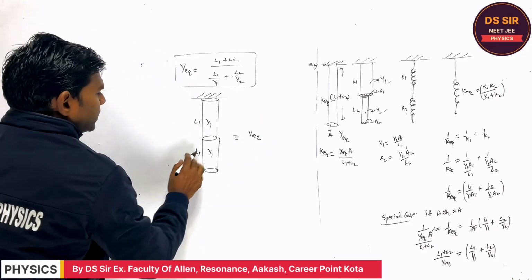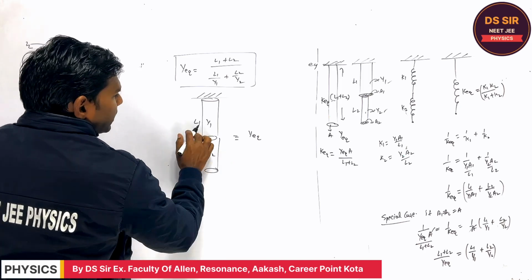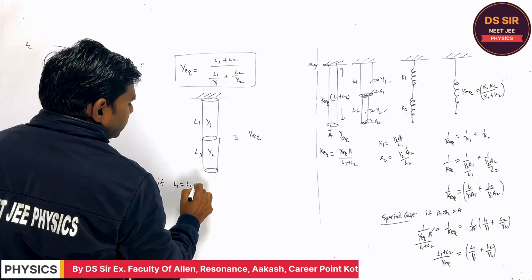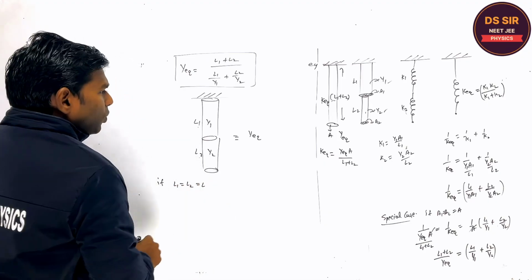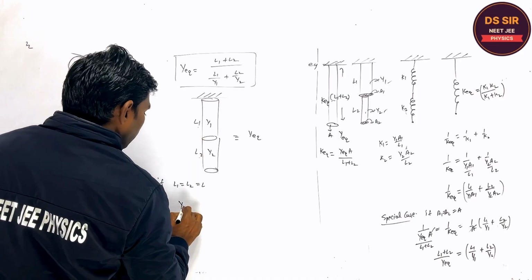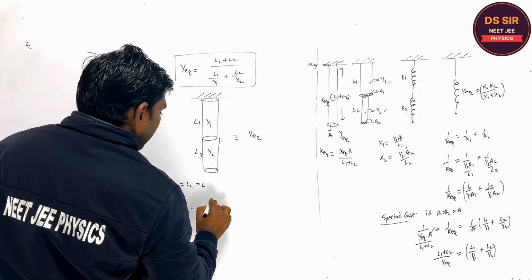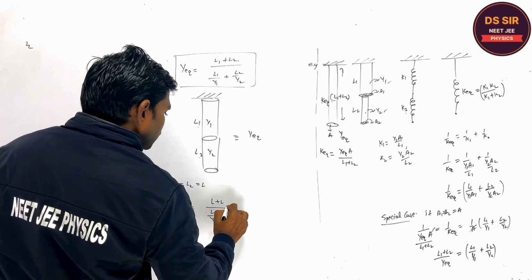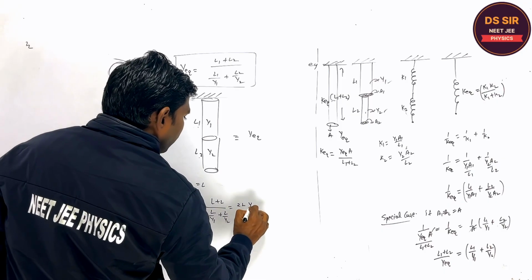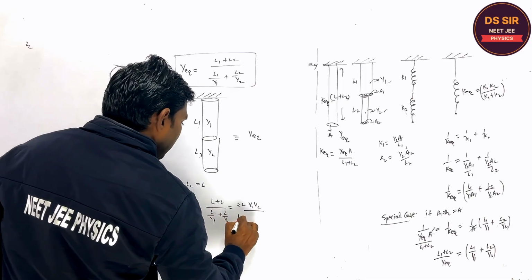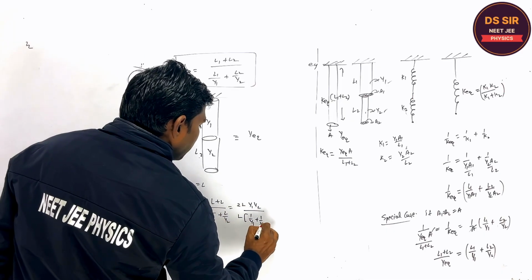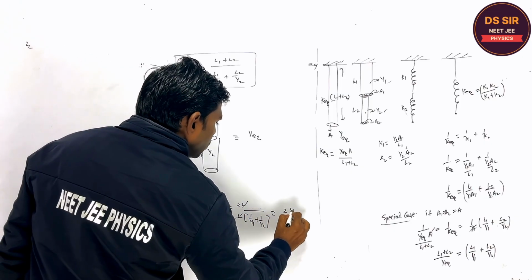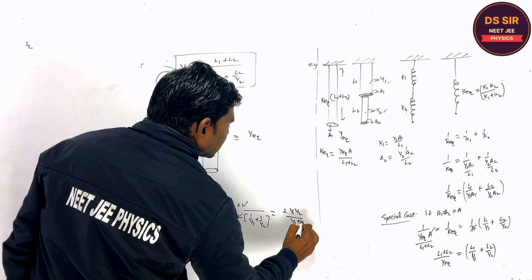Also the special case: if L1 and L2 are equal, then what is the Young's modulus? The equivalent Young's modulus is L plus L upon Y1, L upon Y2. So it is equal to 2L over, and when you simplify, take L common, it is Y1 plus Y2 you will get. This L will cancel out. So it is 2Y1Y2 upon Y1 plus Y2.